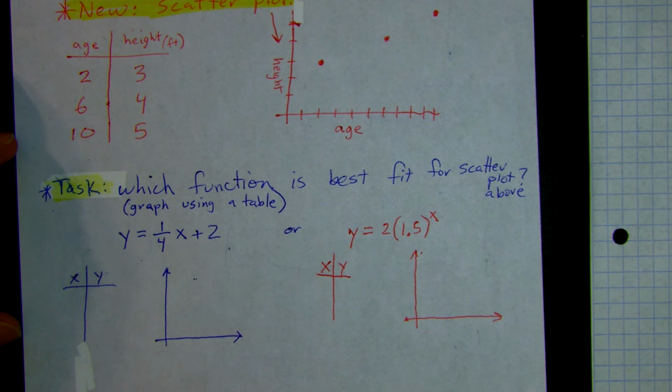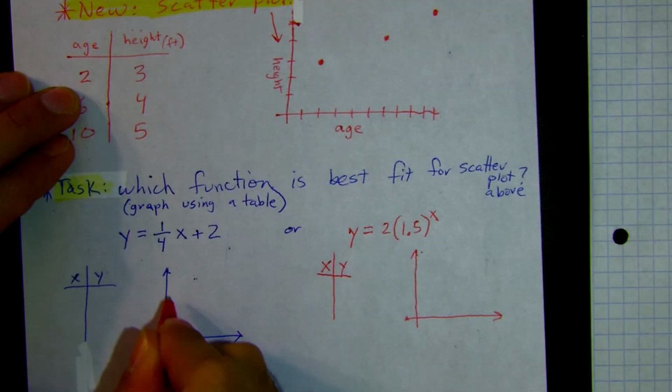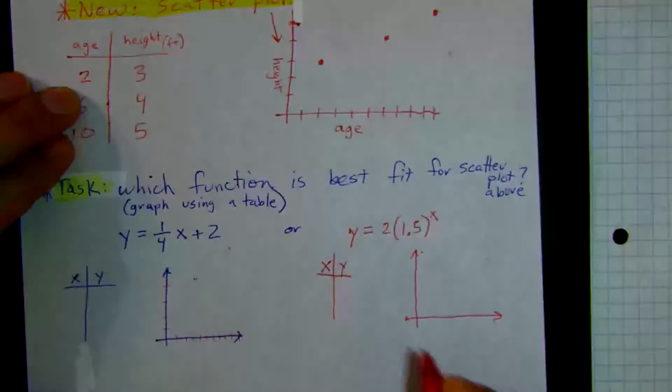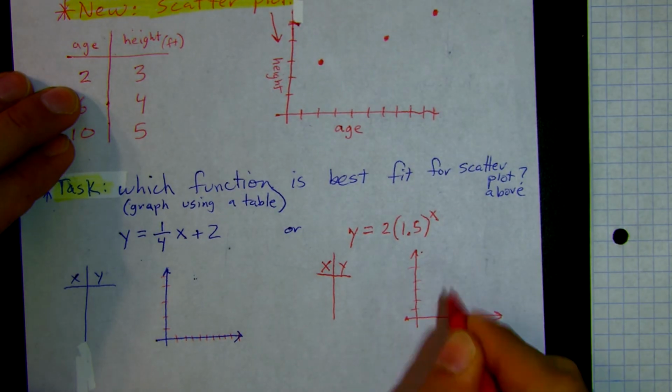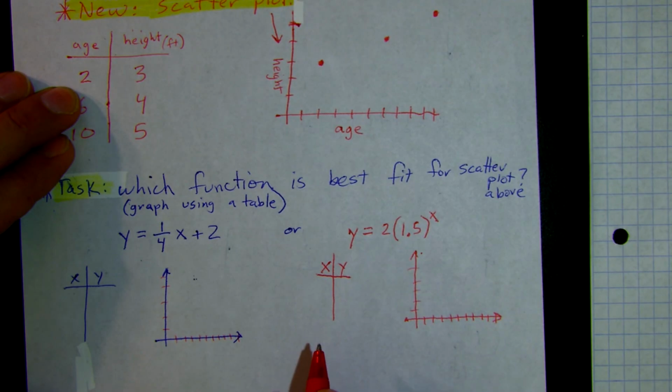1, 2, 3, 4, 5. 1, 2, 3, 4, 5, 6, 7, 8, 9, 10. 1, 2, 3, 4, 5. 1, 2, 3, 4, 5, 6, 7, 8, 9, 10. So I'm just going to put these in here. It looks like it's like 2, 3, 2, 3, 2, 3. Okay. So it's like tedious, yeah.